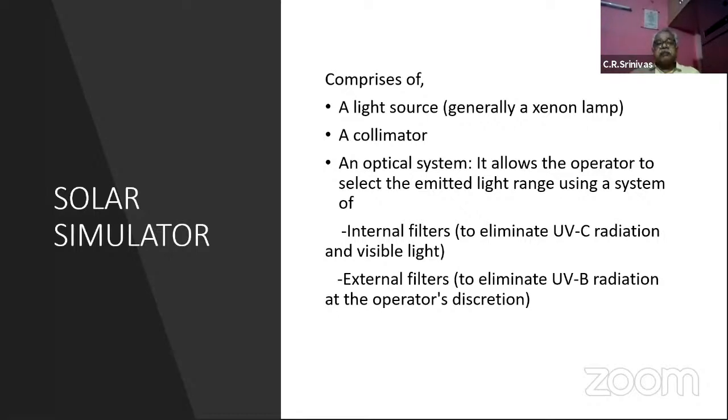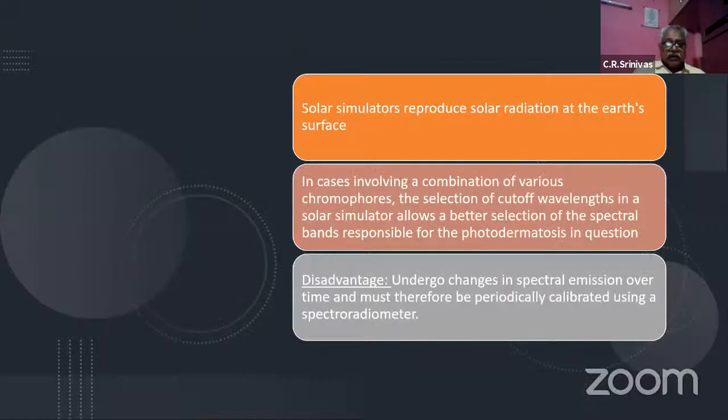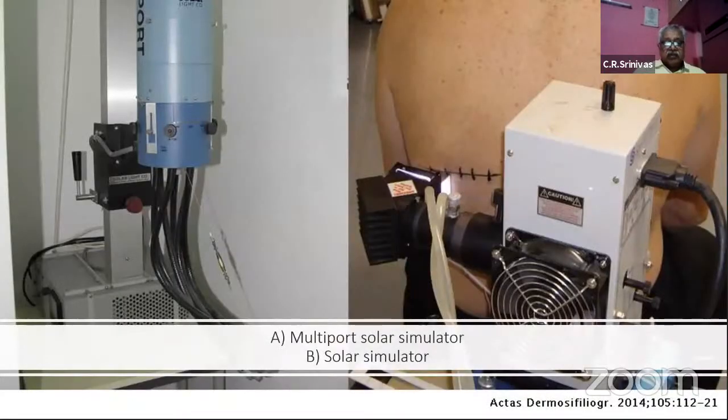And when we expose a person to that light, that is, to the entire light, then we put a filter and cut off the UVB. Then we put another filter and cut off part of the UVA. So by using various filters, we can give different dosages of different wavelengths of light, to find out which wavelength is responsible for the dermatitis. This is the solar simulator. You can see the solar simulator. We can give multiple types of rays at the same time.